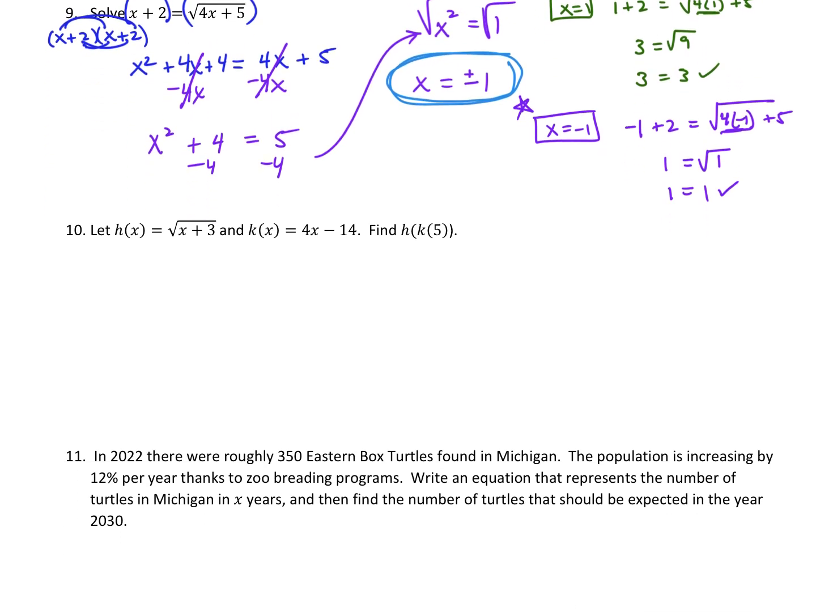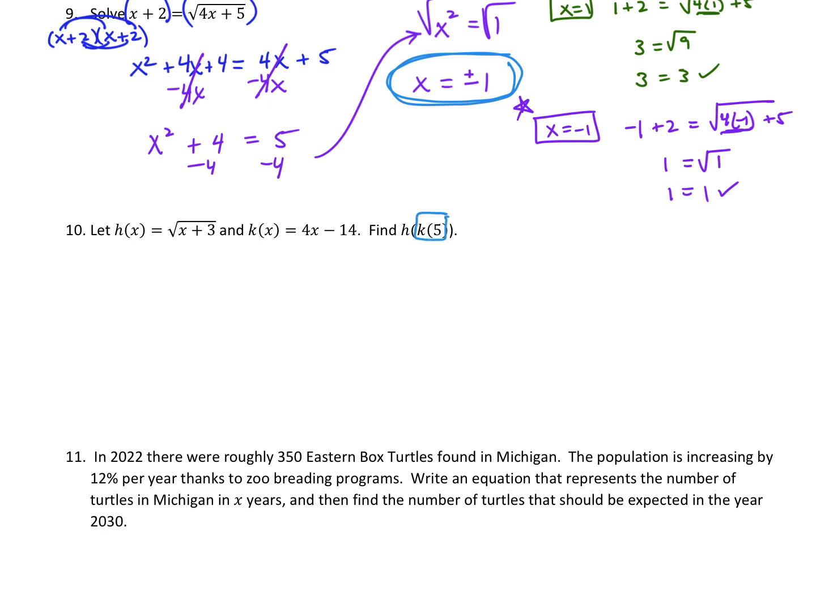All right, number 10, let h of x equal the square root of x plus 3 and k of x equal 4x minus 14. Find h of k of 5. So what makes this one different, it's another composition. What makes this one different from the first problem on this page is we actually have a value of x to plug in. So let's go to the inside and first figure out what is k of 5.